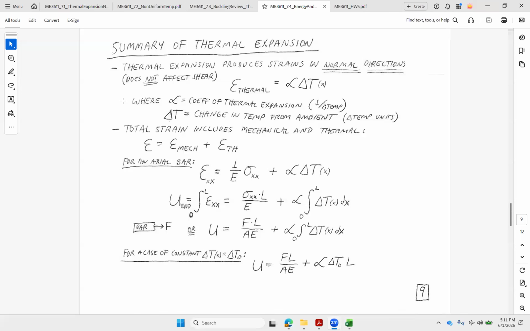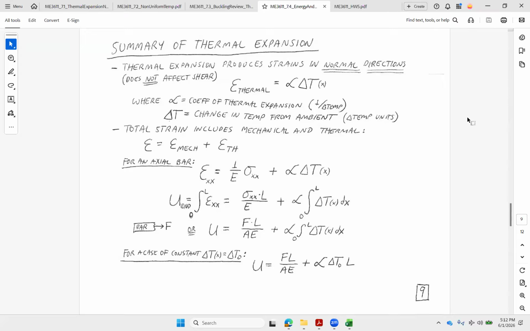And we're back. So let's take a quick look over at the summary slides. This will just give us a rundown of everything that we went over. So thermal expansion, we got those strains in all three normal directions. We got our basic definition here. Total strain, mechanical plus thermal. So here's our expression for that.